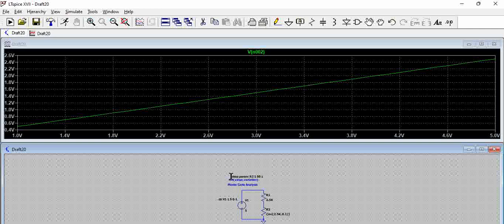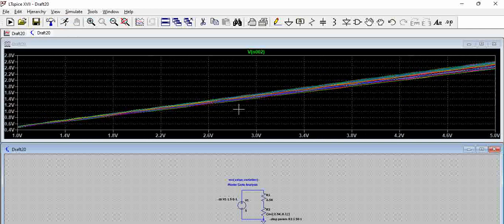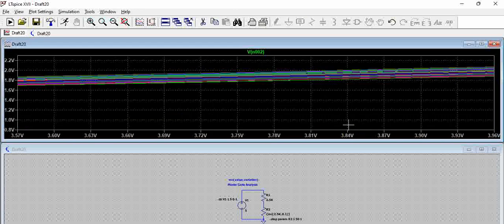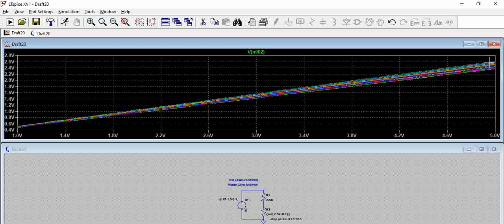So this is the directive we are going to define here. Now this is the directive that is defined, and when you run this, you can see the analysis which is here. If we zoom in a little on this value, you can see at a voltage of 3.84, or what we can do basically is zoom in at 5 volts, because we should get 2.5 here, to understand it very clearly.